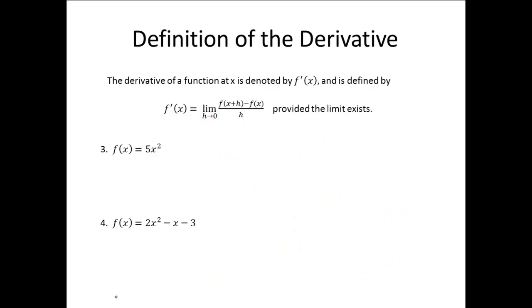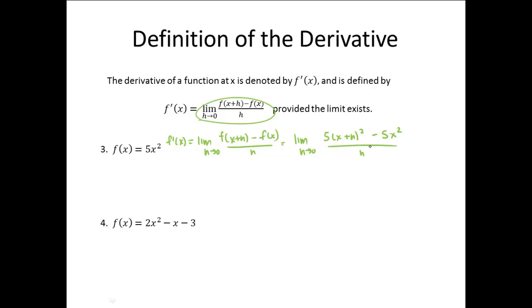Next problem. All right, got 5x squared. So I'm going to start again with my definition. F prime of x equals the limit as h approaches 0 of f of x plus h minus f of x all over h. Substituting in, I get the limit as h approaches 0 of 5 times x plus h squared minus 5x squared all over h.